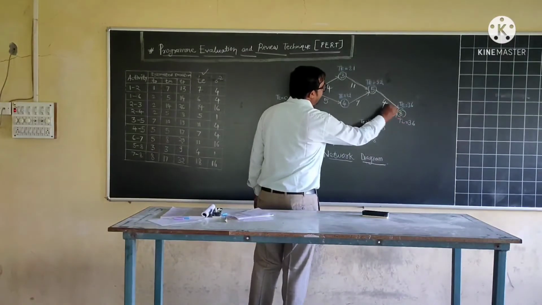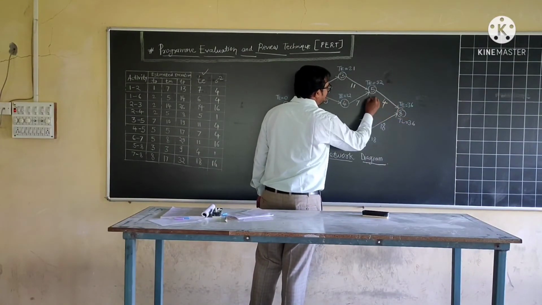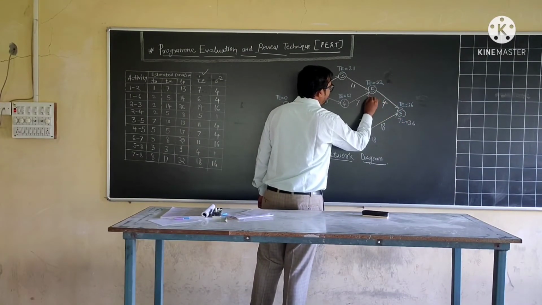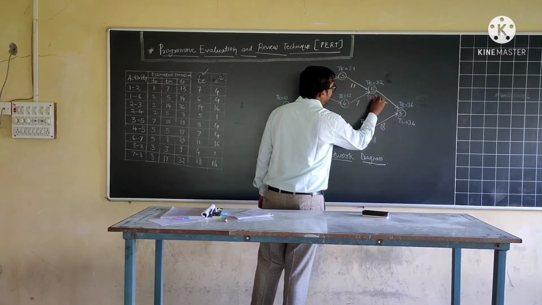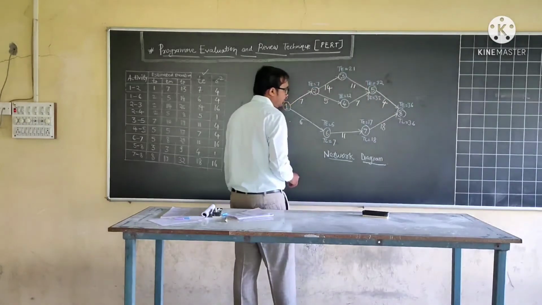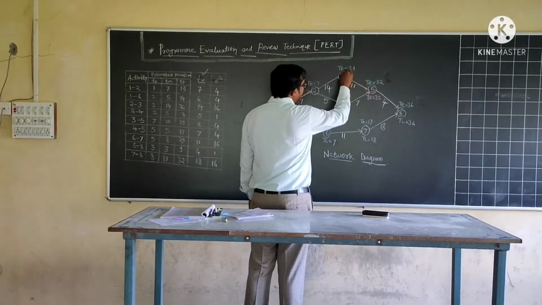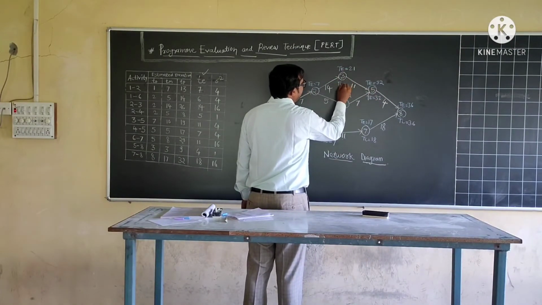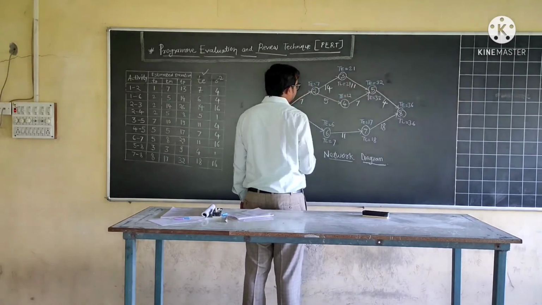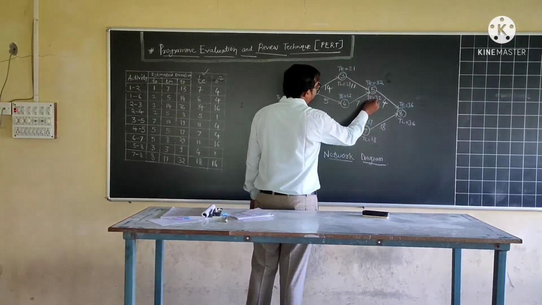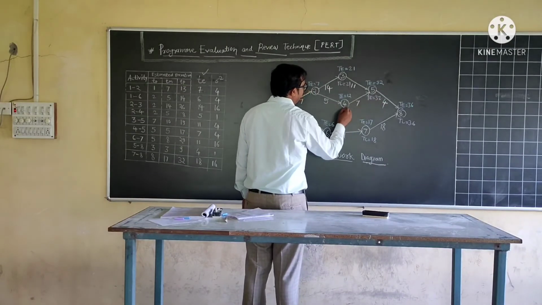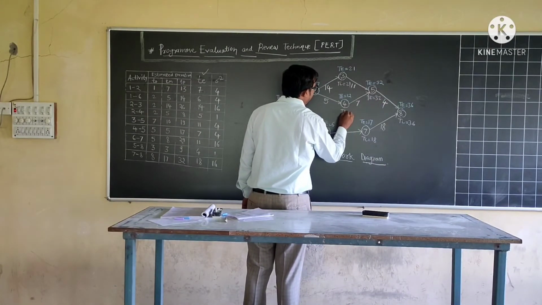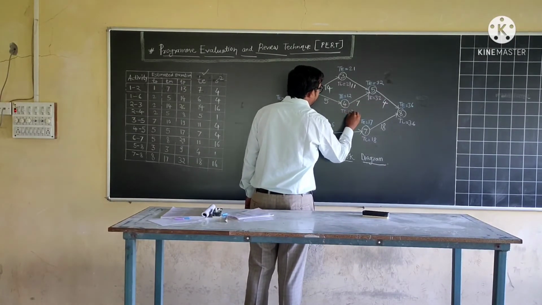Now we will go this way. 36 minus 4, TL for event number 5 will be equal to 32. Okay, for event number 3, TL value will be 32 minus 11, 21. Okay, this way, 32 minus 7, TL will be 25.